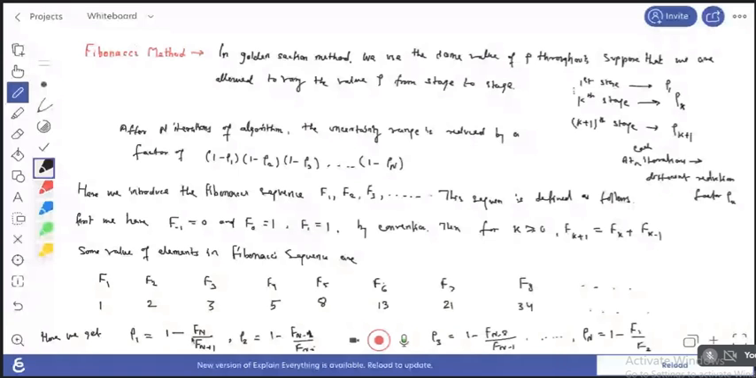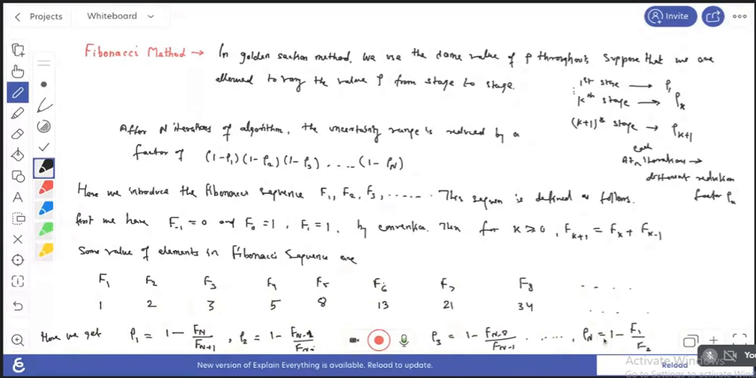In the golden section method, rho is less than half, but it is fixed in each iteration. But here, rho is less than half, but it varies from stage to stage up to the n-th stage. And in the last stage, this equals exactly half.